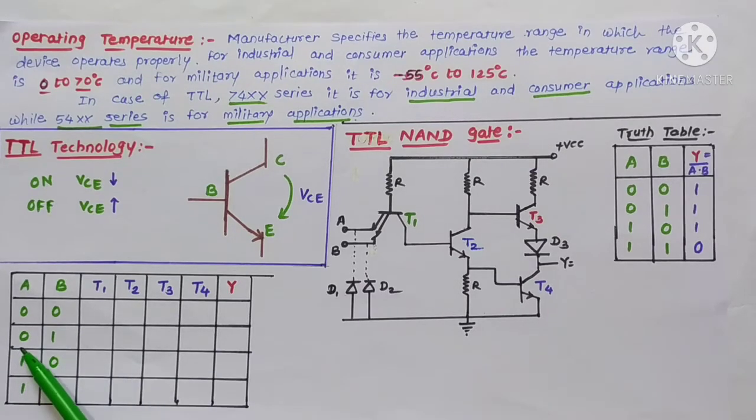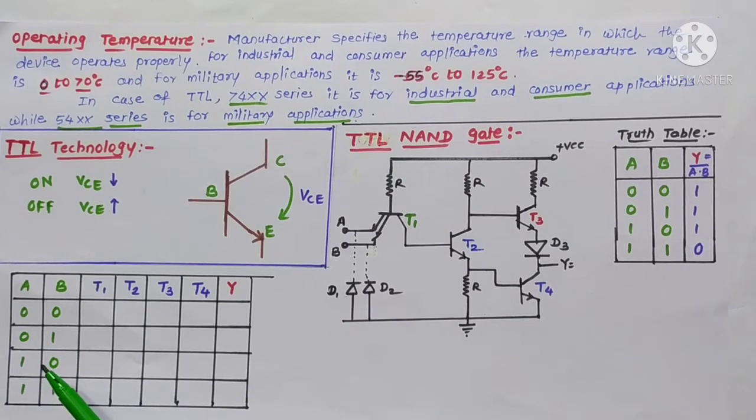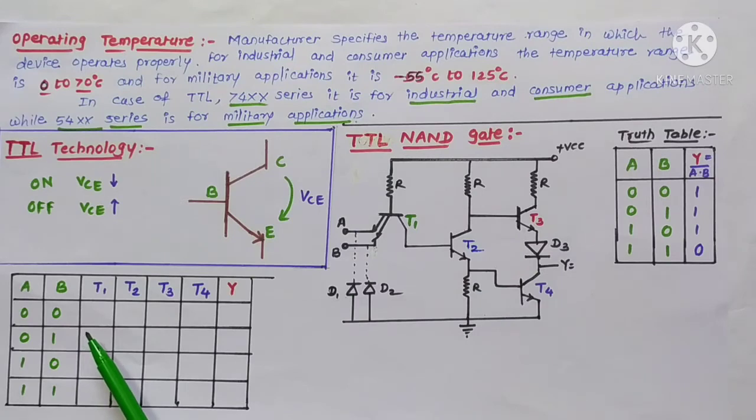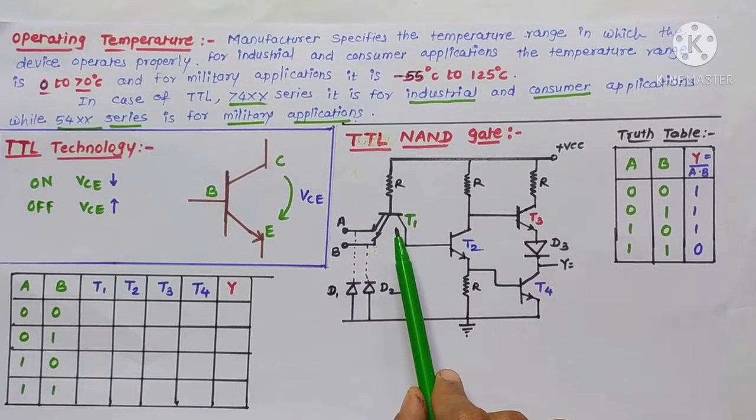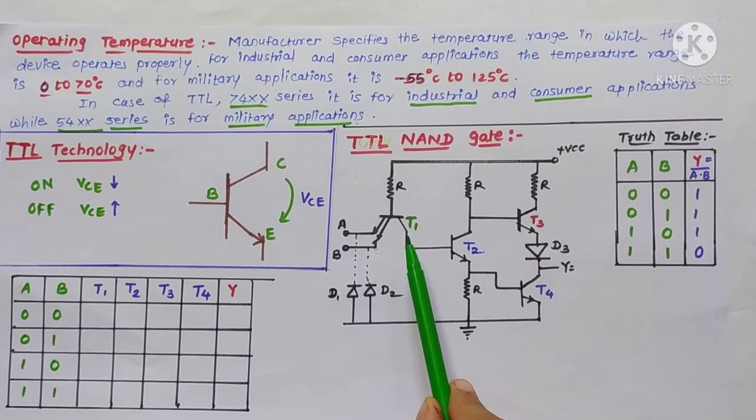The second case is when A is equal to 0, B is equal to 1. The third is when A is equal to 1, B is equal to 0. In all these three cases, one of the inputs is low. We can say that for the first three combinations of the truth table, when AB is 0 0, 0 1, or 1 0, transistor T1 switches on, because when either emitter is grounded, the base emitter junction of T1 becomes forward biased.